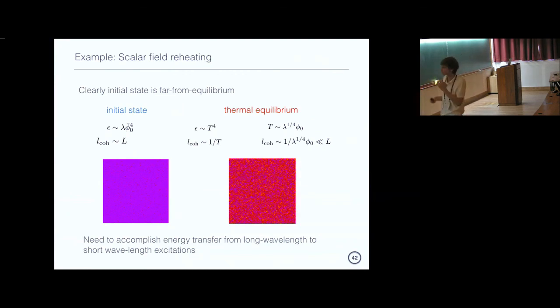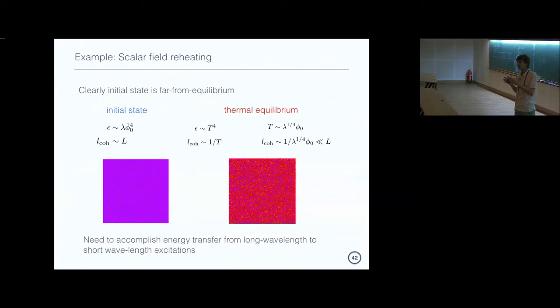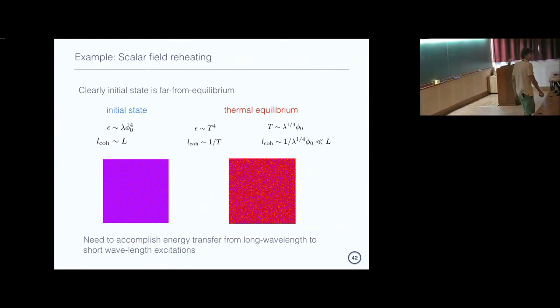So what the thermalization process really means for this system is how we transfer energy in the space of wave numbers from the very long wavelengths characterized by this homogeneous field to the very short wavelengths that we have in the thermal equilibrium system. And that's what we're going to study tomorrow. Thanks.